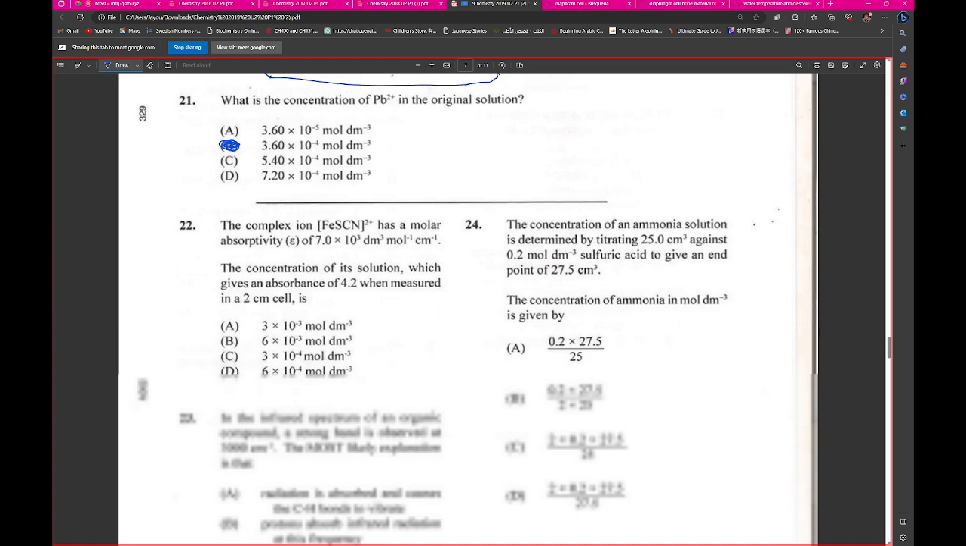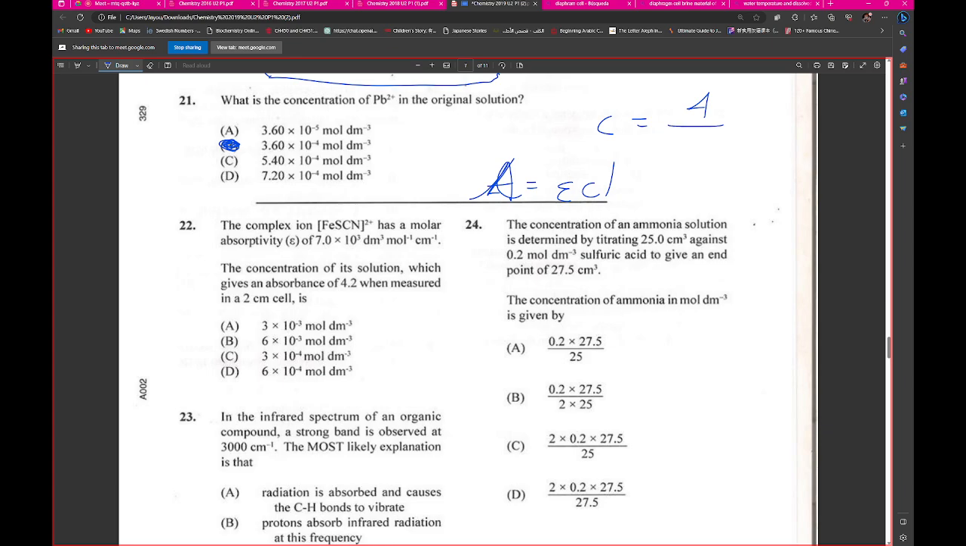All right. The complex ion here has a molar... Oh, we looked at this earlier. What was the answer? C. Let me just write the equation for good measure. Alpha is going to be equal to epsilon C L. You guys should be good. That means that C is A upon epsilon L. The answer is what? C, as in cat? Yes, sir. Alright, so we have that.